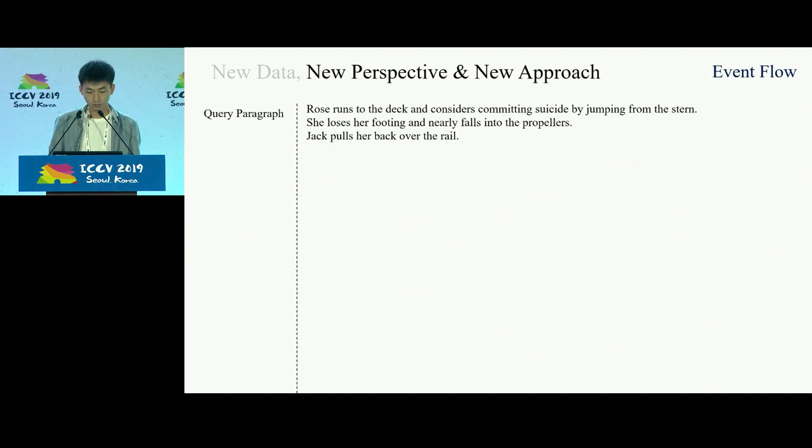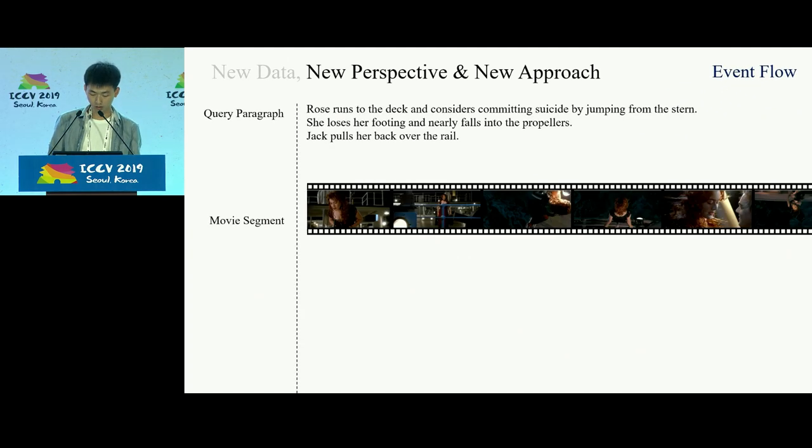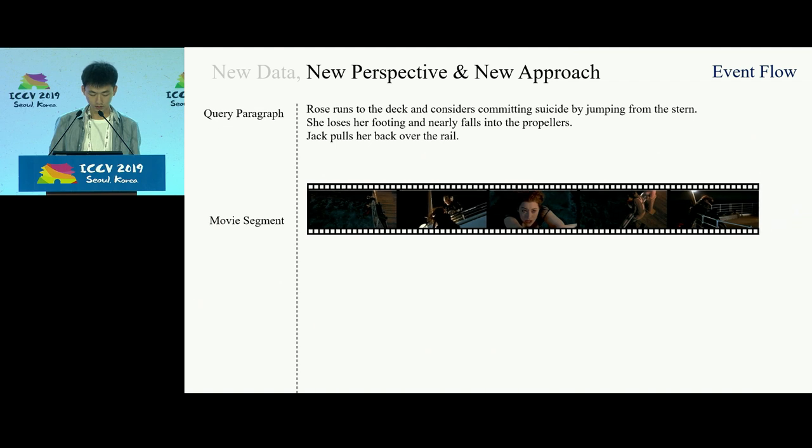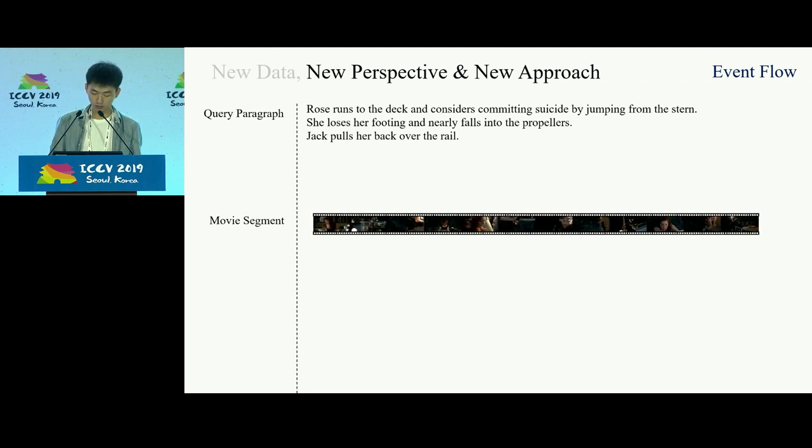The event flow module captures the temporal structure of movies and synopsis. The story in movies is presented with a flow of events governed by the underlying narrative structures. The sentences in the synopsis often follow a similar order.